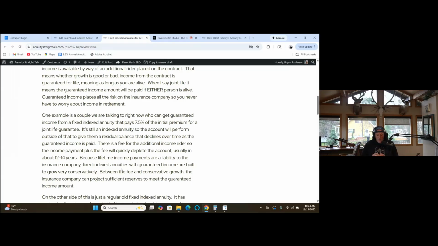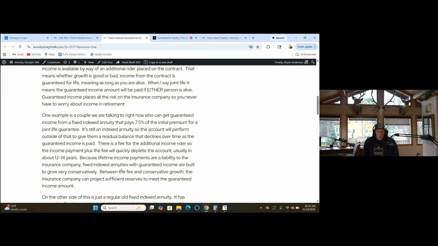So the account will perform outside of that to give them a residual balance that declines over time as the guaranteed income continues to be paid. There's a fee for the additional income rider, so the income payment plus the fee will quickly deplete the account. Usually in about 12 to 14 years is when that runs out.